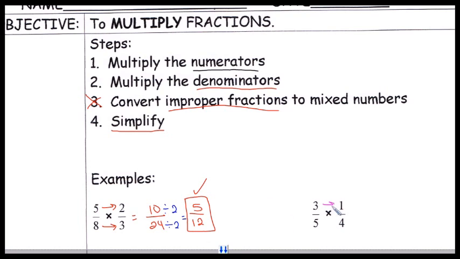Okay, so now I'm going to multiply these two numbers on the top, my two numerators. 3 times 1 is going to give me 3, and then multiply my two denominators. 5 times 4 is going to give me 20. This is not an improper fraction, so again I don't have to do step 3, and in this case I don't even have to simplify. I can also skip step 4. I'm done because 3 is a prime number and it cannot be reduced anymore. So that's how easy these problems are going to be.